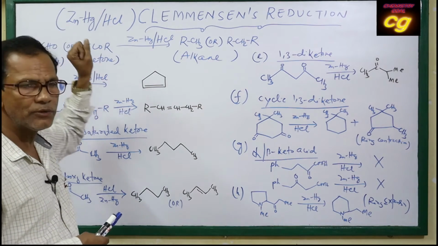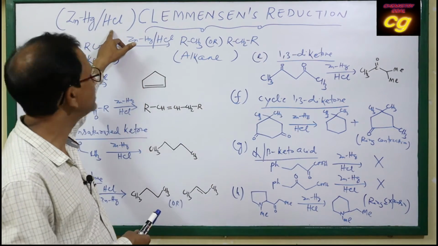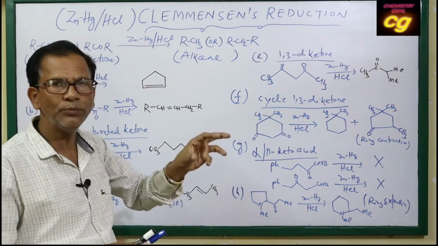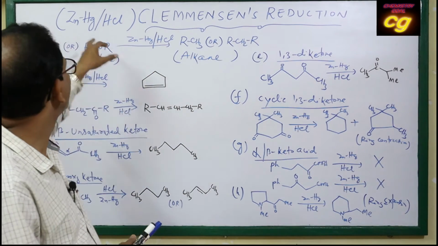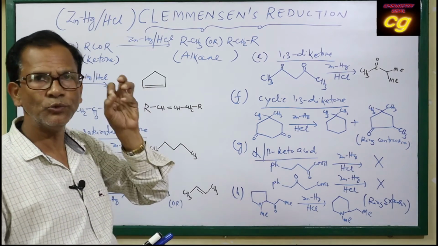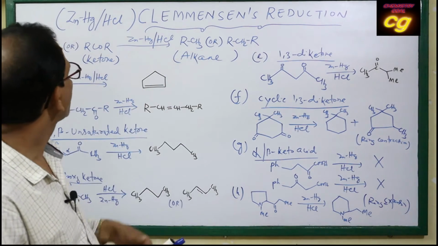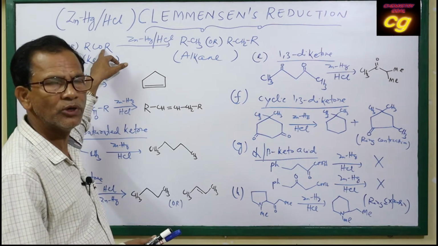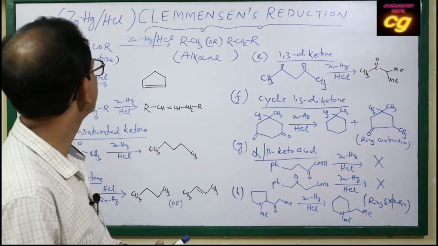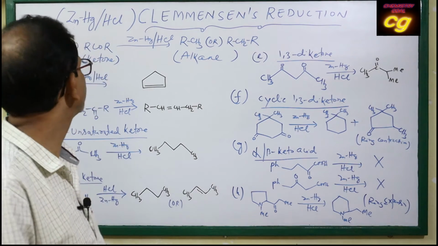Why is zinc amalgam used? Because when zinc reacts with hydrochloric acid, it produces hydrogen gas. This hydrogen gas will be easily trapped by the mercury. That's why zinc amalgam is used to trap hydrogen, which helps to break the C=O bond, and the C=O bond will be easily reduced. That's why an amalgam of zinc is generally used as a reducing agent.